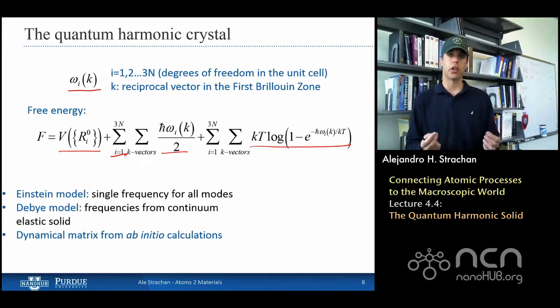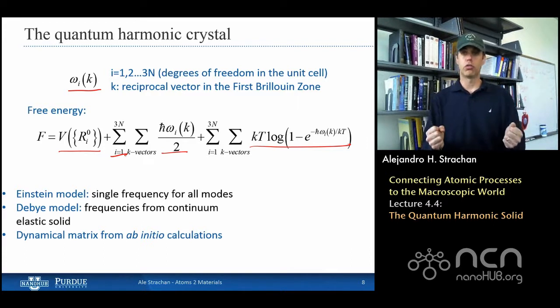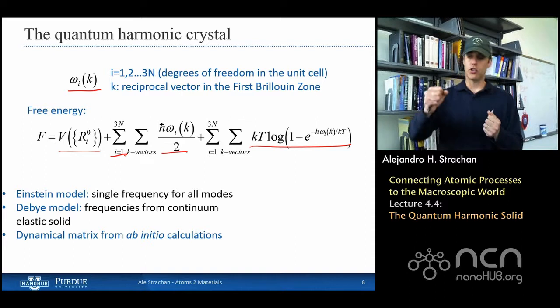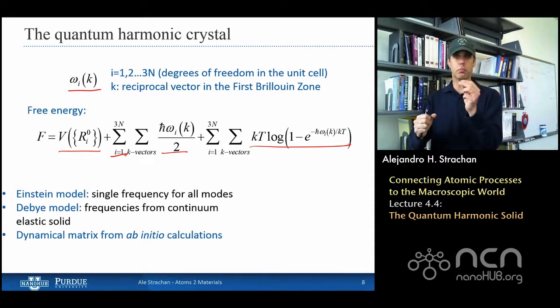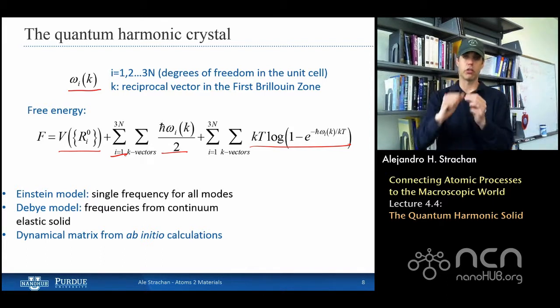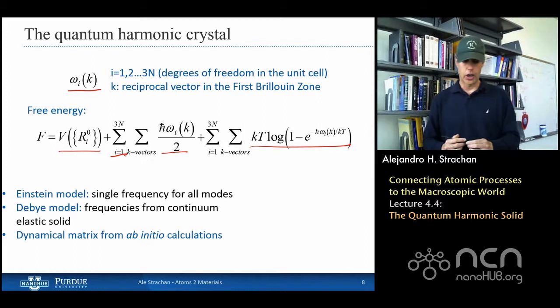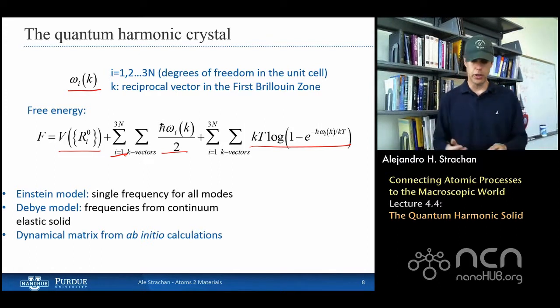Einstein proposed originally to describe the 3N modes as all with the same frequency. This is imagining that each atom is attached to a fixed point in space with a spring, and it vibrates around the fixed location with the spring. Debye created a slightly more convoluted model where the frequencies are obtained from a continuum elastic medium.